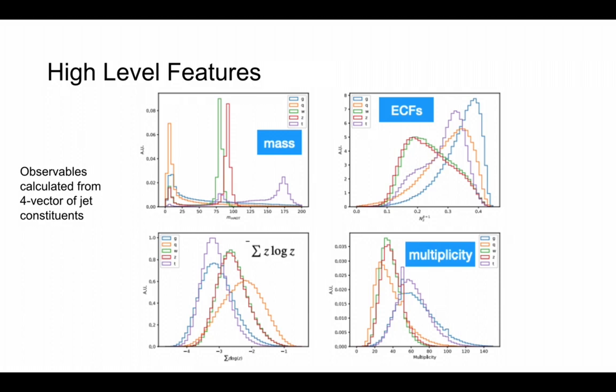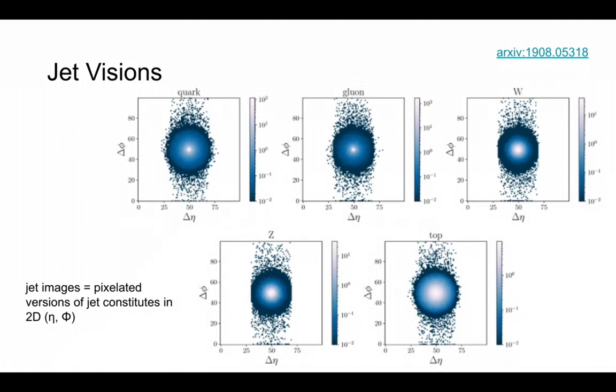With this high-level feature, we can build a classifier to distinguish different types of jets. We can also use the jet image idea. A jet image can be built from a pixelated version of the jet constituents in the two-dimensional eta-phi plane. Through jet images built from the constituents of the jet, we can develop a deep convolutional neural network model to classify different types of jets.